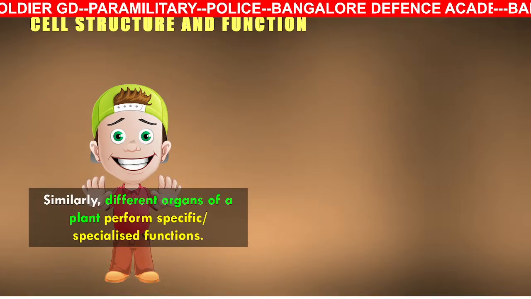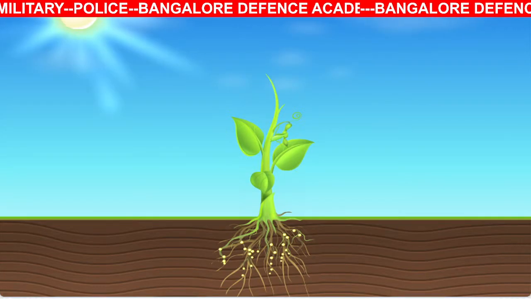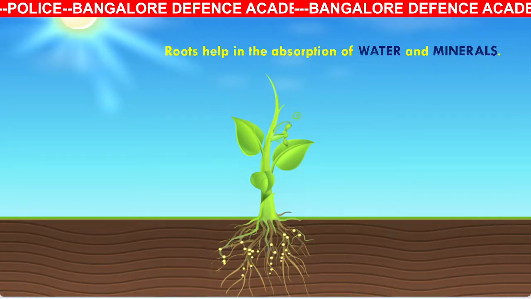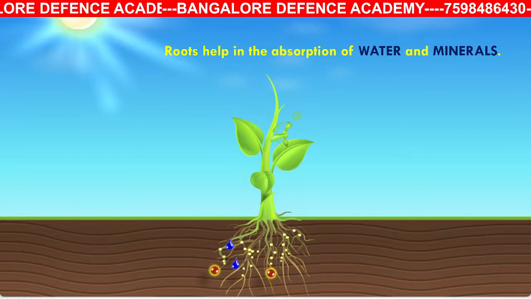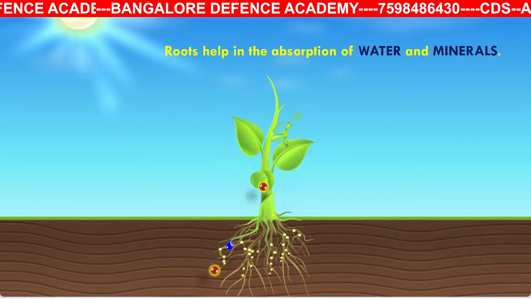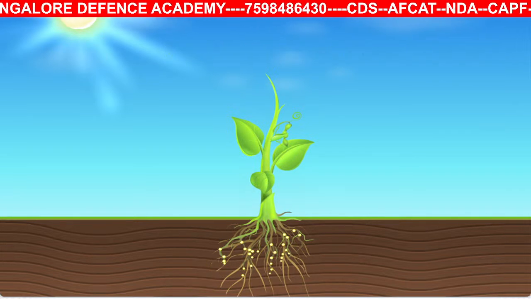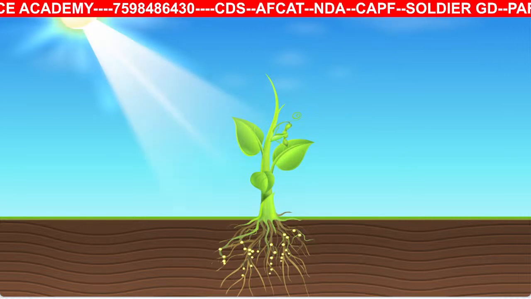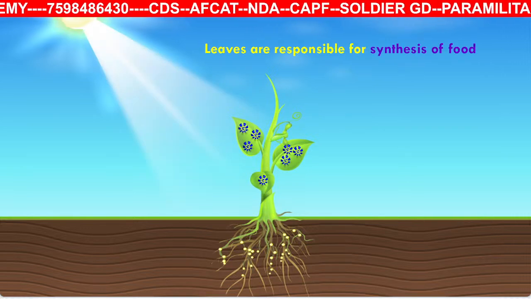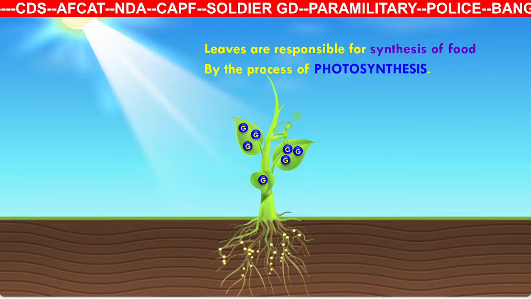Similarly, different organs of a plant perform specialized functions. For example, here we have plants. Roots help in the absorption of water and minerals. You know this, right? See, these are the roots here. So roots are going to help in absorption of water and the minerals: NPK, nitrogen, phosphorus, and potash. Okay, next. Leaves are responsible for synthesis of food by the process of photosynthesis.